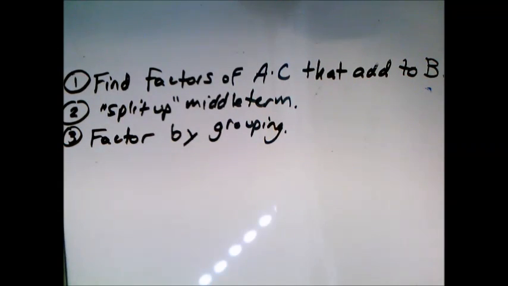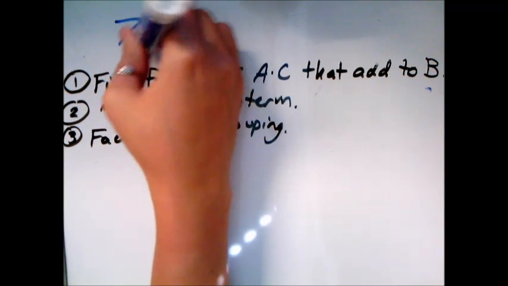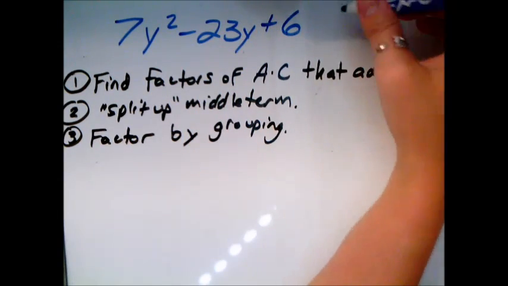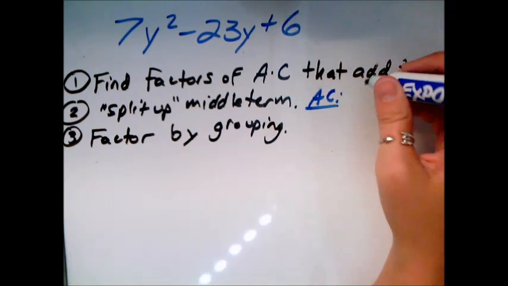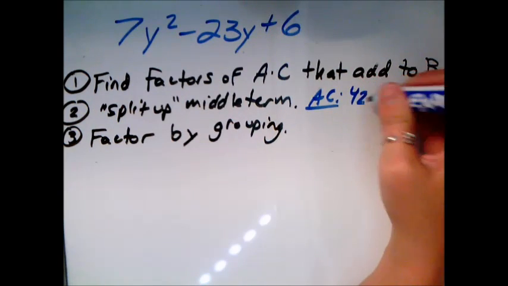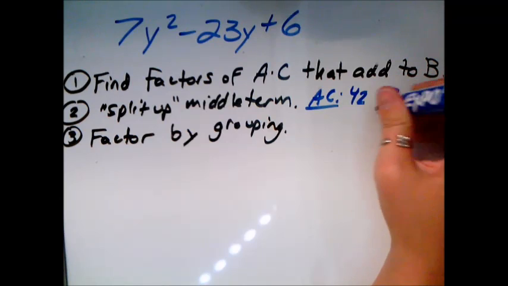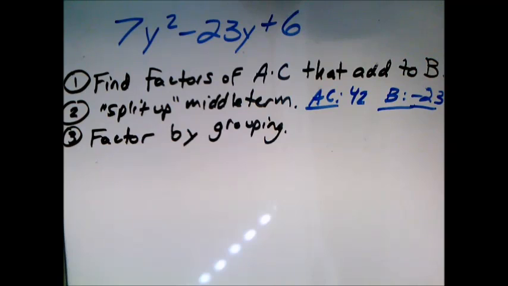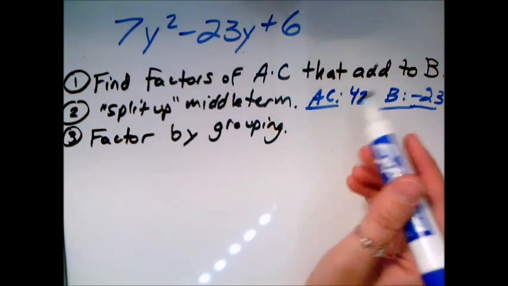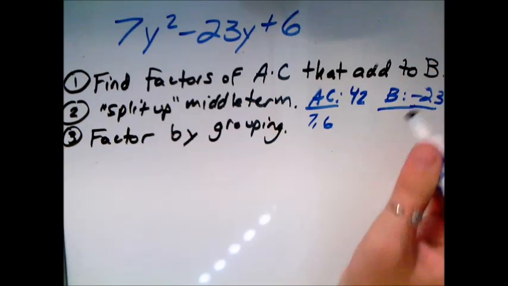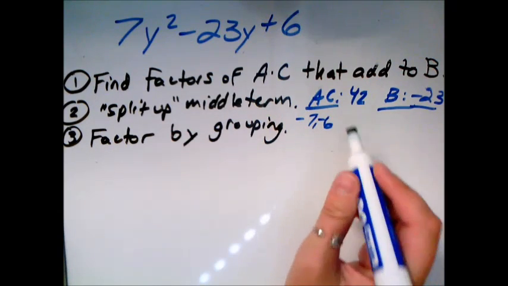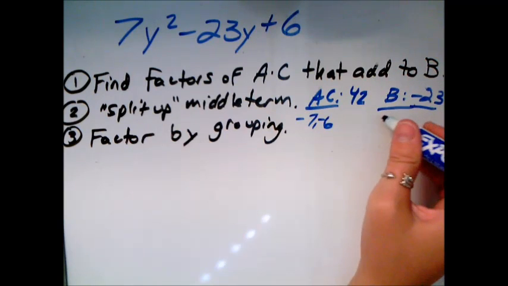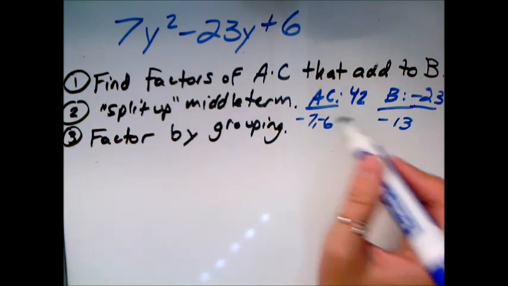I'll put the original problem up top. So 7y squared minus 23y plus 6. So in this one, A times C is 7 times 6, both positive, so 42. And B is negative 23. So let's start jotting down any factors we can think of for 42. 7 and 6 are the two where I just got that from. And notice in this, they both need to be negative because I have to multiply to a positive, but how can I get them to add to a negative if I don't have two negative numbers? So that adds to negative 13, so that's not going to work.